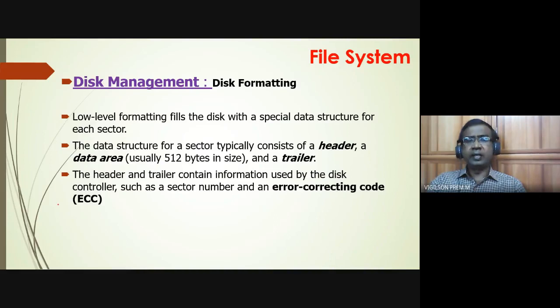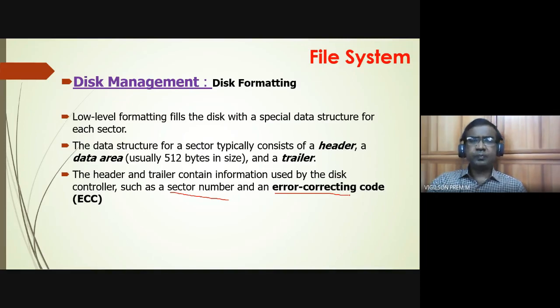The header and the trailer contain information used by the disk controller, such as sector number and an error correcting code. For example, in the header you can have sector number or track number: 1 bar 2 means track number 1, sector number 2. Like that, one identification about the sector will be available in the header. One example is sector number. So what will be available in the trailer? Error correcting code. I will give one small definition about error correcting code. That is not our syllabus, but anyway, you should know about that.